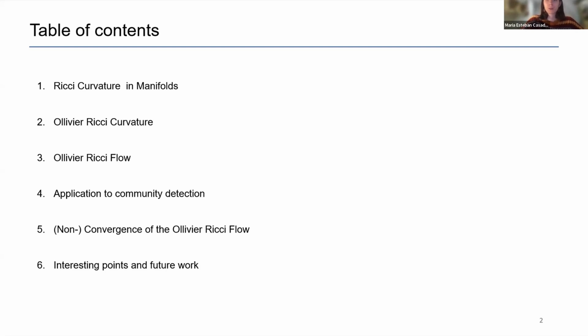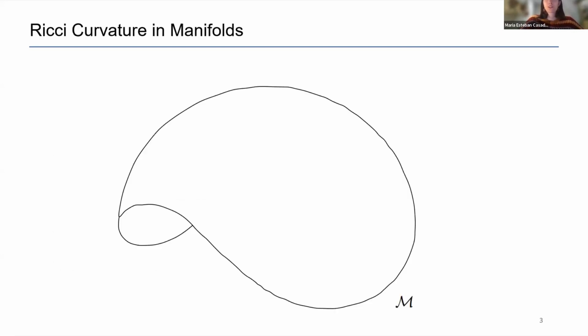And then I will focus on the main focus of my dissertation, which was the convergence, or in this case, the non-convergence of this Ollivier Ricci flow algorithm. And finally, I will just talk about some interesting points that we found along this project and future work that we could do.